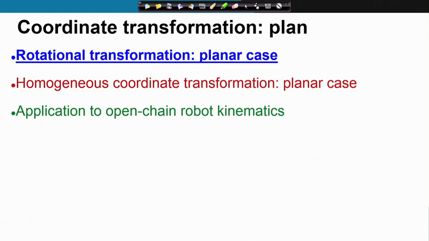Now, our plan for coordinate transformation I have listed out here. We will begin by looking at the rotational transformation, the planar case. Then we will look at the homogeneous coordinate transformation in the plane, and finally we will look at applications of the concept of coordinate transformation for analysis of open chain robots.